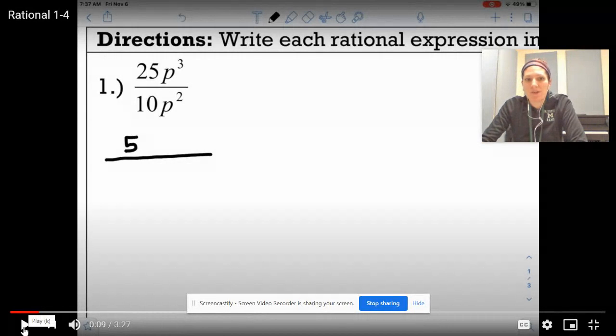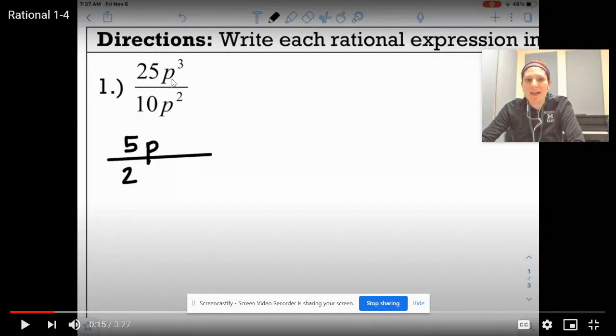For the first couple, we're just simplifying. So when I look at this problem, I'm just simplifying my fraction first. So how would you reduce the fraction 25 over 10 to lowest terms? Well, you look to see what number goes into 25 and 10. Well, they're both divisible by 5. So I'm going to divide both of those numbers by 5. That will leave me with 5 over 2.